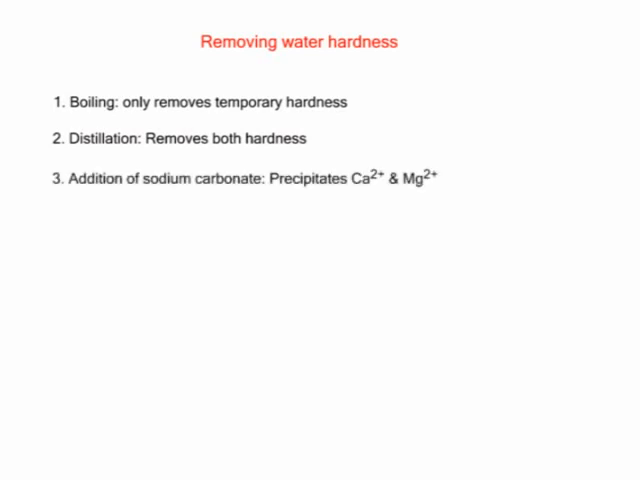Addition of sodium carbonate is another method. In this method, the calcium and magnesium ions are precipitated out. This method removes both types of hardness. It is suitable for large-scale use.